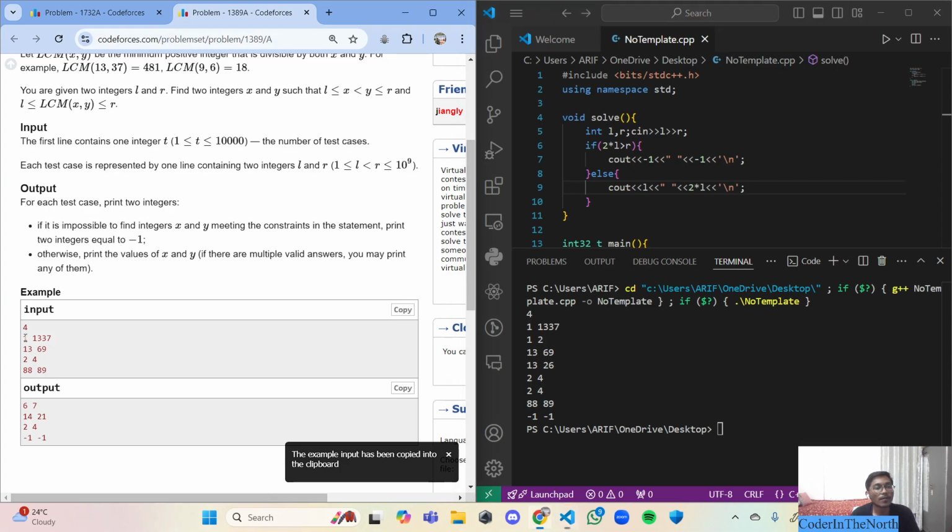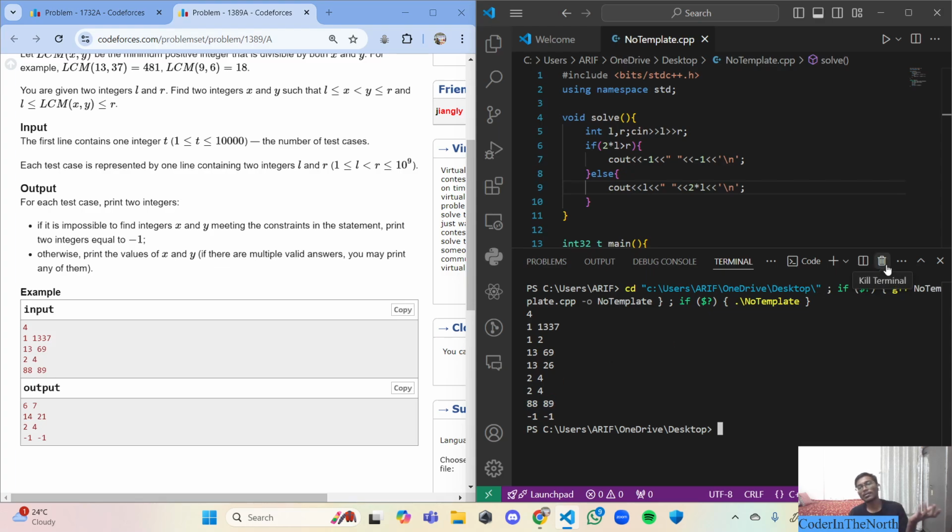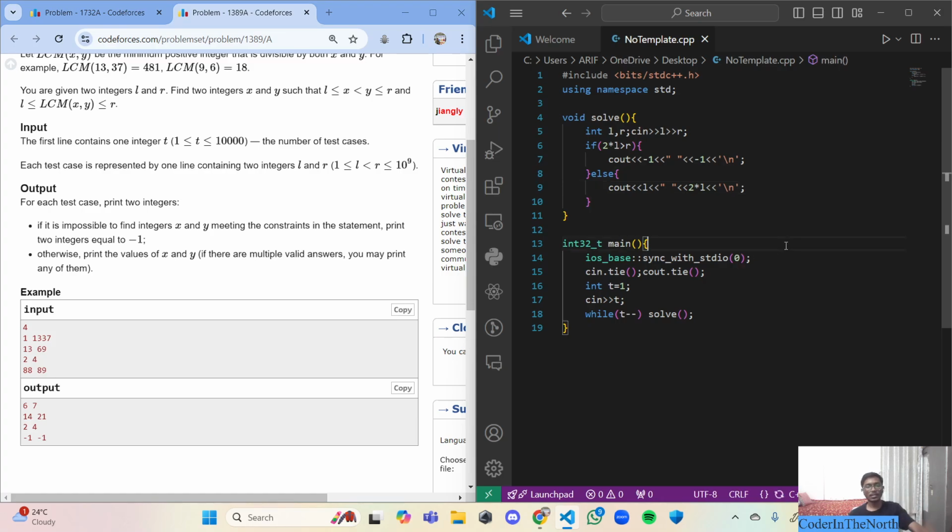See, for 1 and 337, 1 and 2, as they said, multiple valid answers exist. Even here the output is 6 and 7, but 1 and 2 is also right. There's no issue with it. For 13 and 69, 13 and 26. For 2 and 4, 2 and 4. But for 88 and 89, no answer exists. Let's submit it.